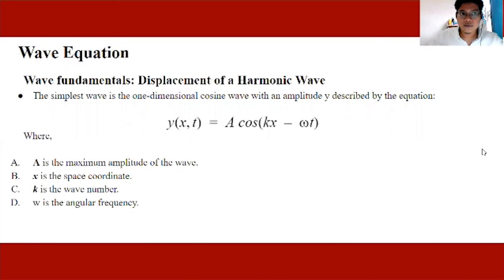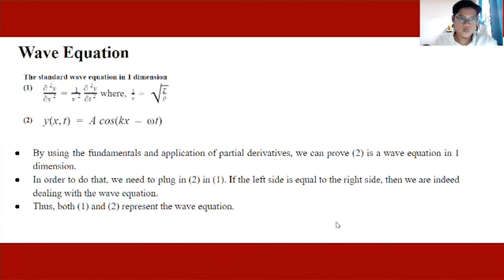Okay, so the simplest wave in one-dimensional cosine wave with an amplitude y described by the equation y of x, t is equal to A cos of the bracket of kx minus omega t, where A is the maximum amplitude of the wave and x is the space coordinate, k is the wave number, and omega is the angular frequency. So overall, the standard wave equation in one dimension can be represented as equation 1 and equation 2.